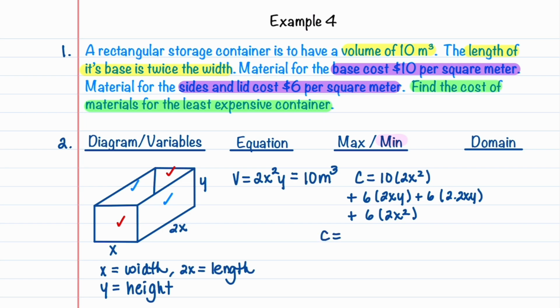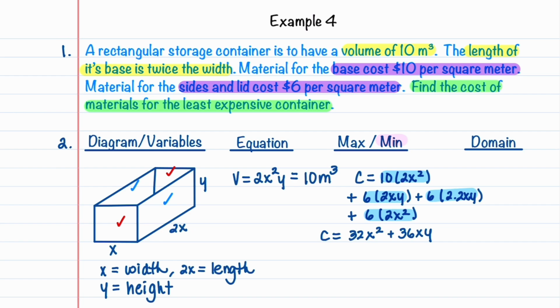Now let's go ahead and simplify all this. Let's look at the x squared terms first. We have 20 and 12. So that gives us 32x squared. Now let's look at the xy terms. We have 12, and 4 times 6 is 24. So 24 and 12 gives us 36. So we have 36xy.